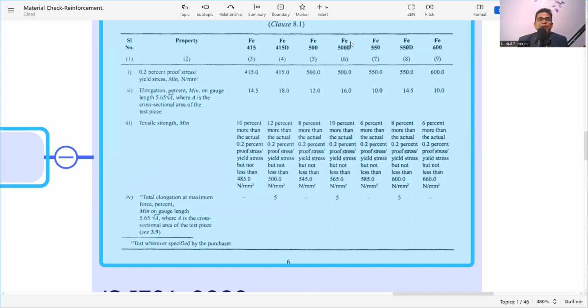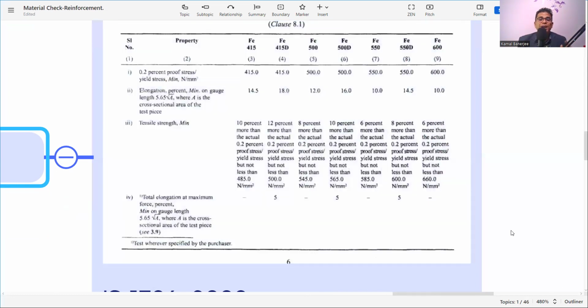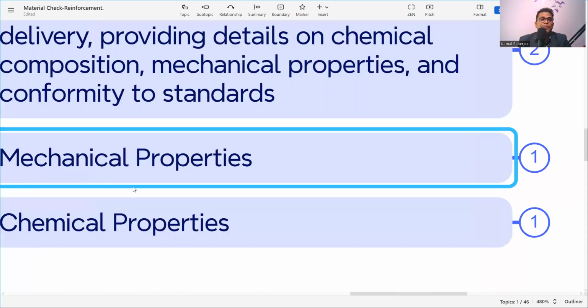Say for example, if we have Fe 600, that means the 0.2% proof stress will be 600, elongation percentage will be 10, and tensile strength will be 6% more than the actual proof stress, but not less than 660 Newton per millimeter square. So this table is our guideline for the HYSD bar, and we need to check with the mill test certificate whether all the criteria for the mechanical properties are matching or not. If it is not matching, that means the steel is not as per the code, so we cannot accept the steel. So these are the mechanical properties.